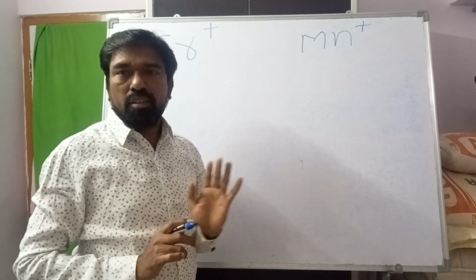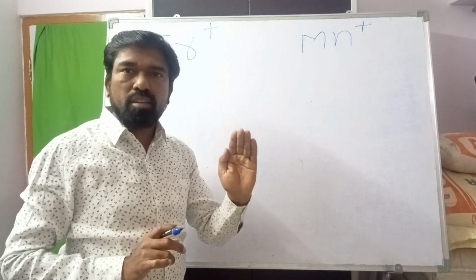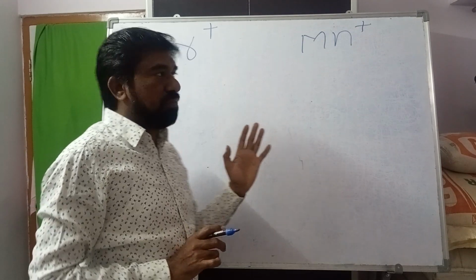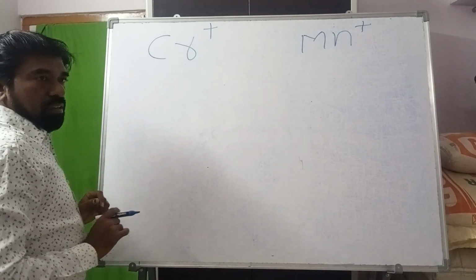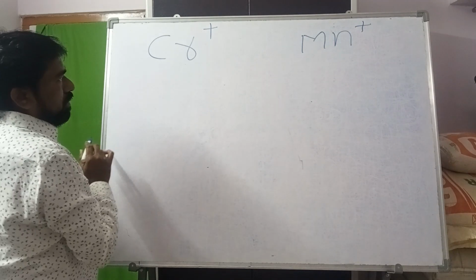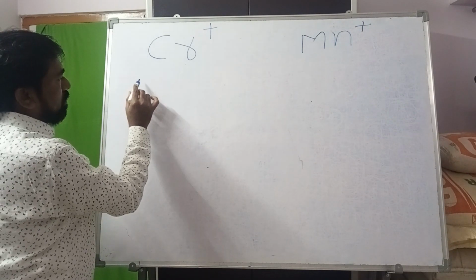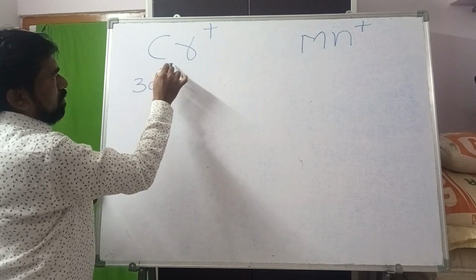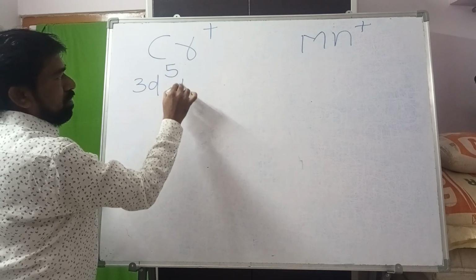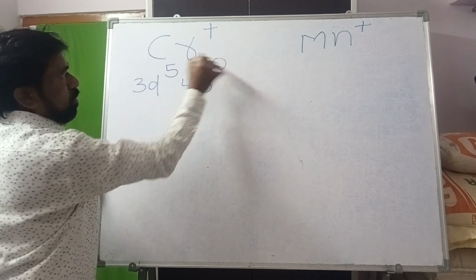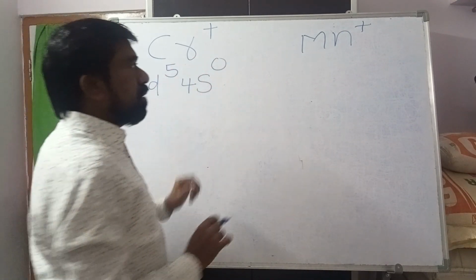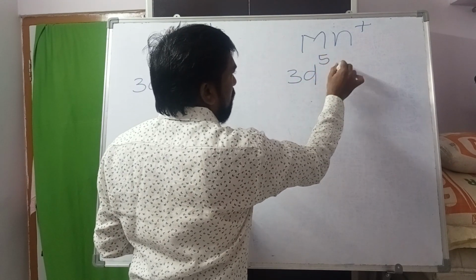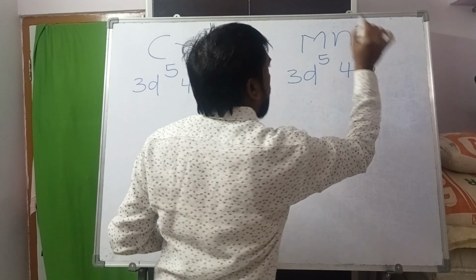Left to right, generally ionization enthalpies increase, because nuclear charge increases. Then the Cr+ electron configuration, we know, is 3d5 4s0, and the Mn+ configuration is 3d5 4s1.